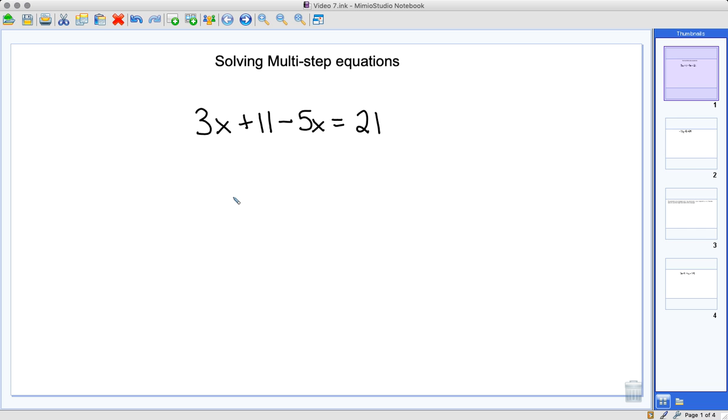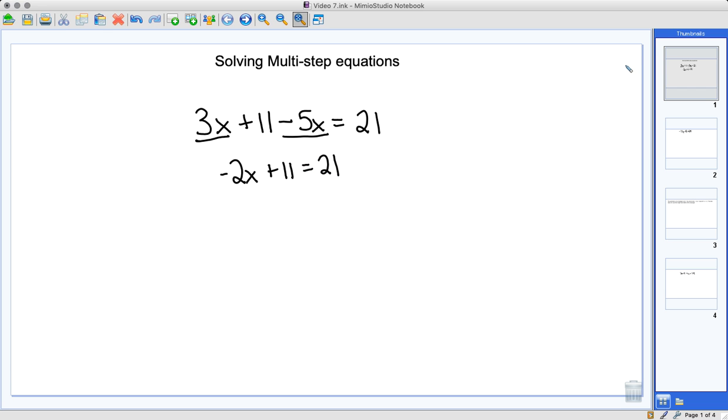Okay, so first type of multi-step equation, I've got 3x minus 5x. Those are like terms. They both have x's, so we're going to put them together. So 3x minus 5x, you're basically taking 3 minus 5. So I get negative 2x, plus 11, because that hasn't gone anywhere, equals 21.